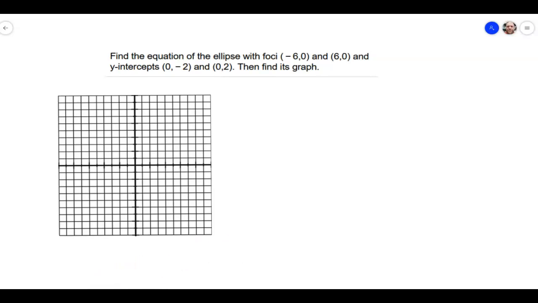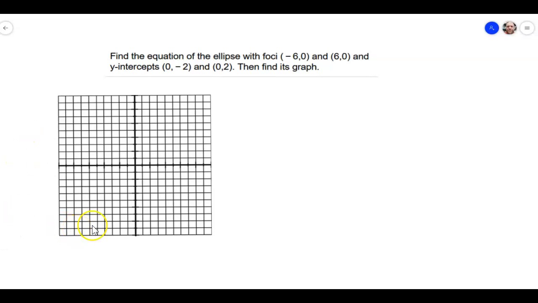And the definition for an ellipse is the set of points in a plane such that the sum of their distances from two fixed points is a constant. Each fixed point is called a focus, or plural, the foci of the ellipse. All right, so what does that mean?